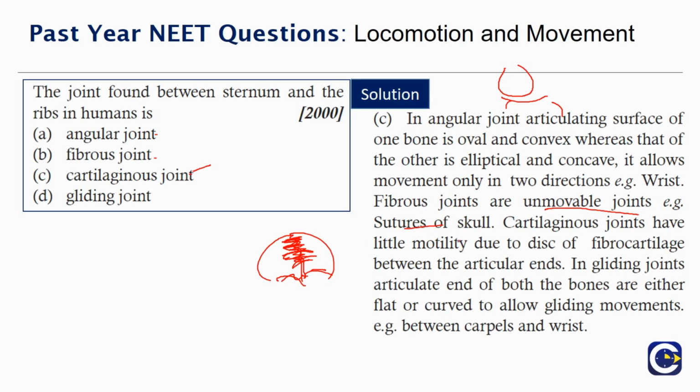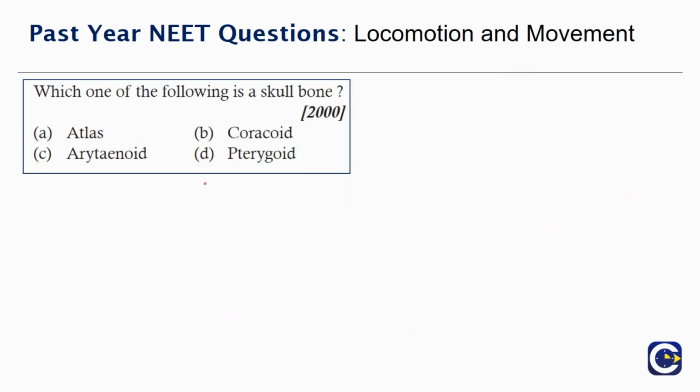Cartilaginous joints have little more motility due to disc of fibrocartilage between the articular ends. So cartilaginous joints between two vertebrae, there is a disc, so there is limited movement. In gliding joints, articulate end of both bones are either flat or curved to allow gliding movement, that is in the fingers. So there are basically plain bones, but they are able to move over one another. So between the sternum and ribs, it is the cartilaginous joint.